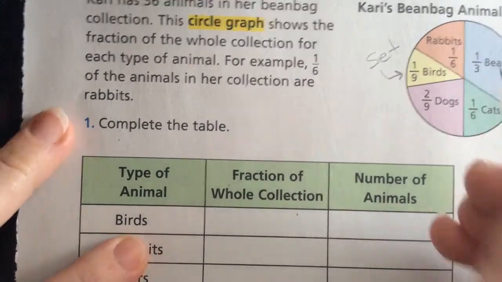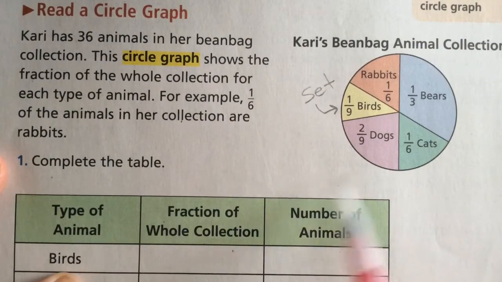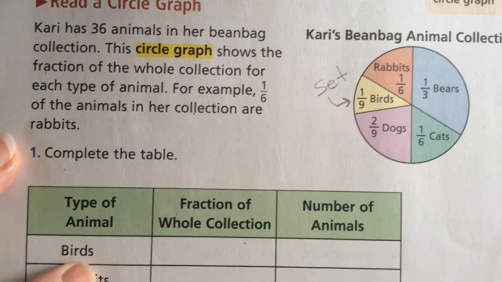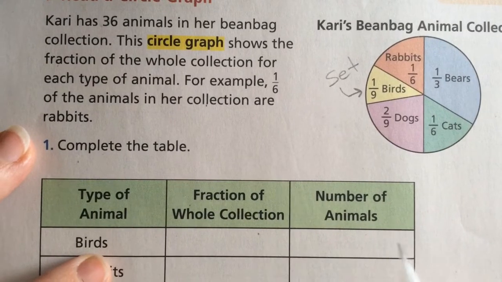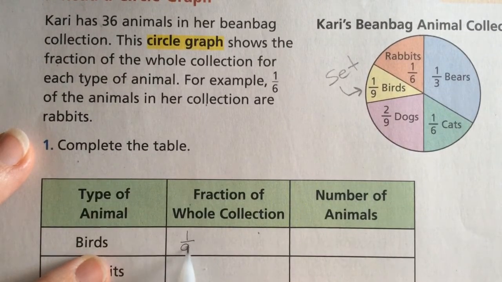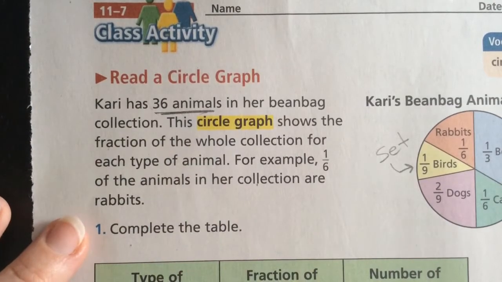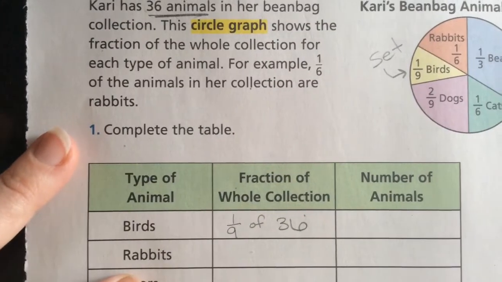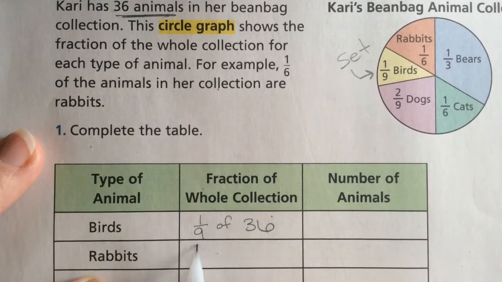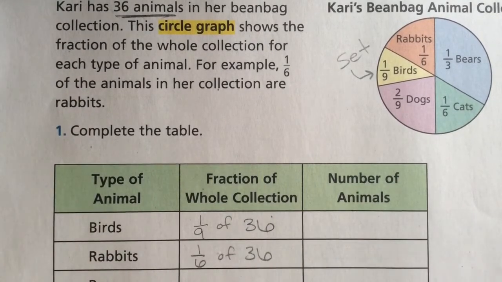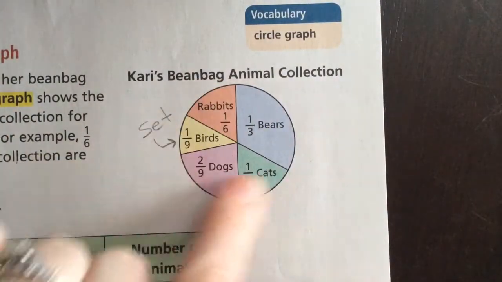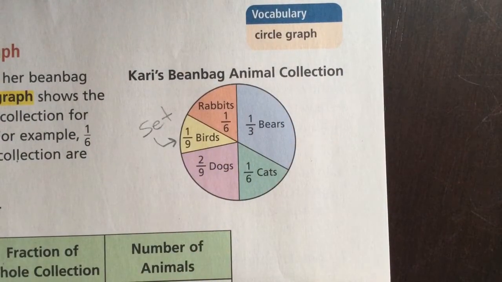So for birds, I'm just going to transfer the fractions down here so it's easier for me to decide the actual number of the animals. Birds is 1/9, so I'm going to say 1/9 of 36, because her whole entire animal collection is 36 animals. Then I look at rabbits, which is 1/6. So I'm going to say 1/6 of 36. 36 is not going to change because that's the full amount. That's the whole circle graph. All of the things on here all add up to 36 animals.